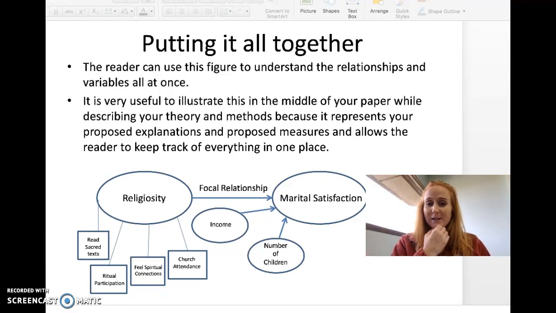It's very useful to illustrate this in the middle of your paper while describing your theory and methods, because it represents your proposed explanations, your proposed measures, and it allows the reader to keep track of everything in one place. So often when I would read student papers or journal articles, I would find myself drawing these out and saying, okay, this is related to this, goes this direction. And it's just more convenient if you have a little graphic that shows all of your topics and variables at once, so they can see it all together in one place.